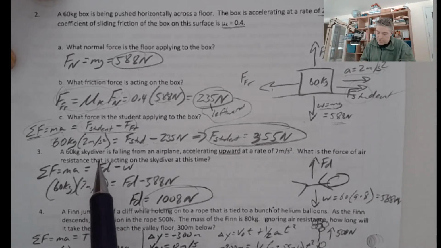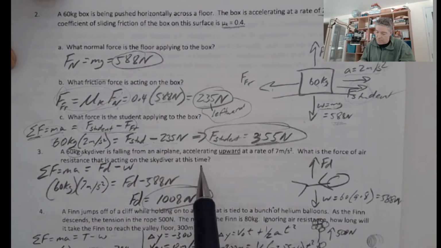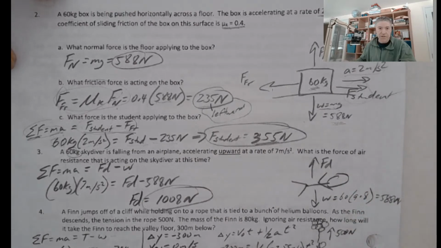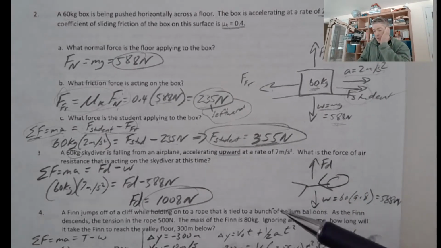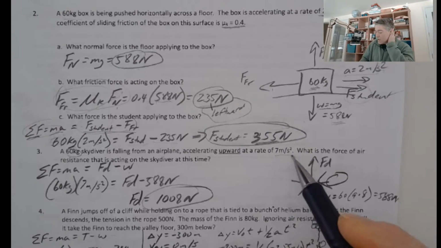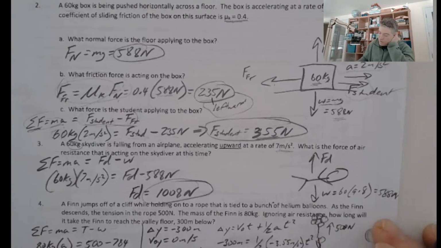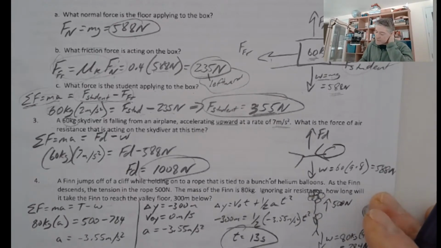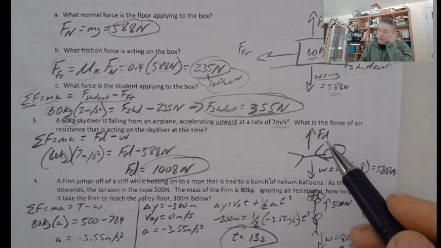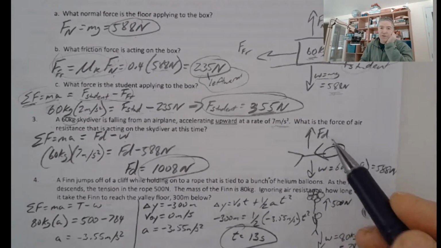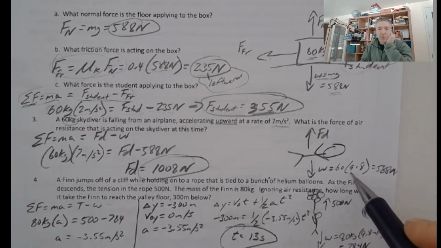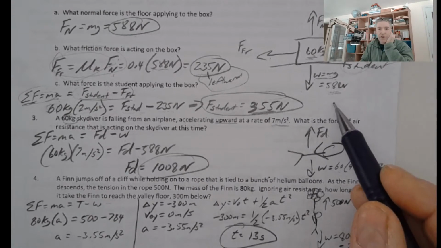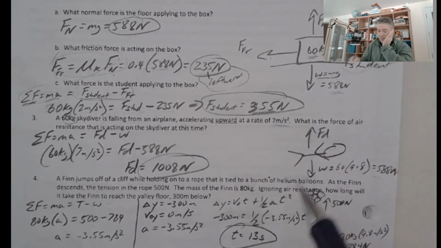Number 3, skydiver, 60 kilograms, hung up on the 60 kilogram thing. Falling from an airplane with an acceleration that's upward, 7 meters per second squared. What's the force of air resistance? So here's my diagram. There's air resistance, or I'm calling it drag. This is the weight, 588 newtons, just like the weight of that 60 kilogram block.